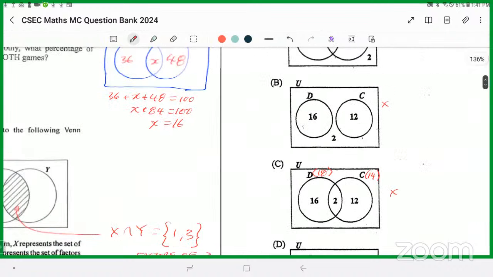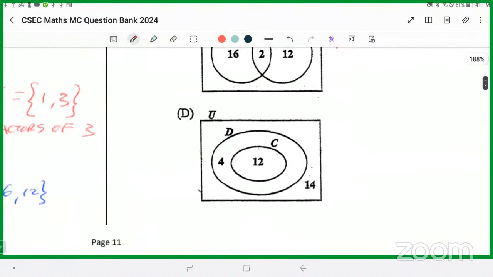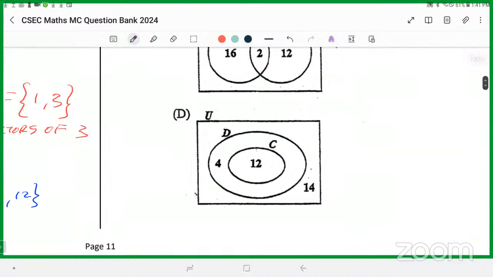How many have we marked wrong already? Three wrong. So the answer must be the last one. The answer must be this one.